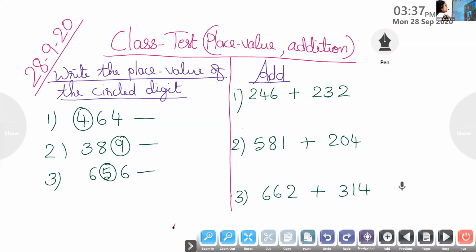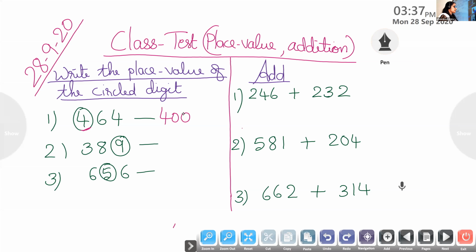Abir? Yes, ma'am. First question, write the place value of the circled digit. Four, first four is in the circle. So what will be the place value of four? 400. It is in the hundreds place. So what will be the answer? 400. Good. You have to write 4 and then put 2 zeros because 4 is in the hundreds place.